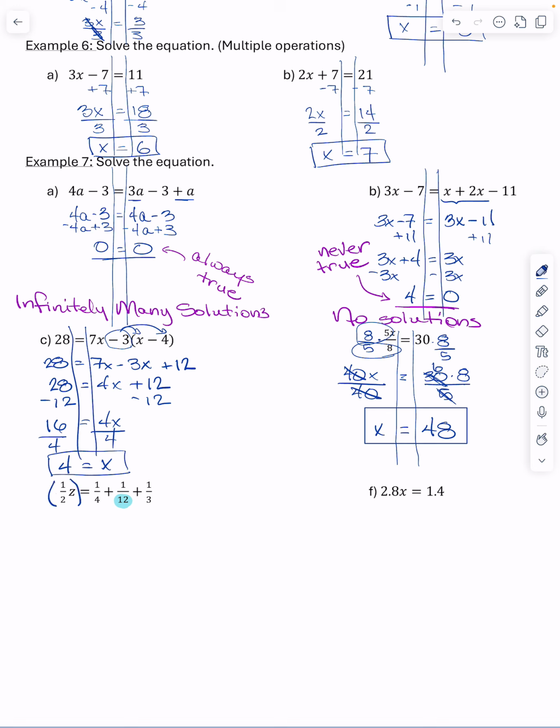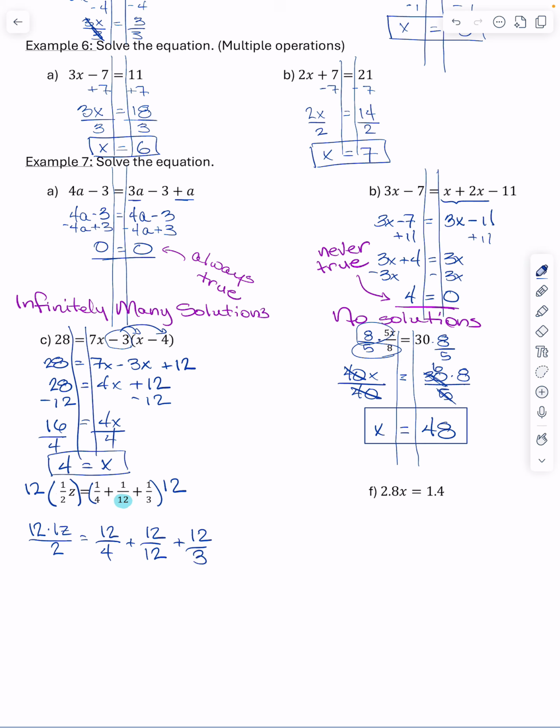So I'm going to do this a little different, and I'm going to multiply everything by 12. And when I say everything, I mean everything on both sides. And I'm going to go ahead and write this out. This is 12 times 1z over 2. 12 times 1 over 4, 12 over 4. 12 over 12, and 12 over 3.